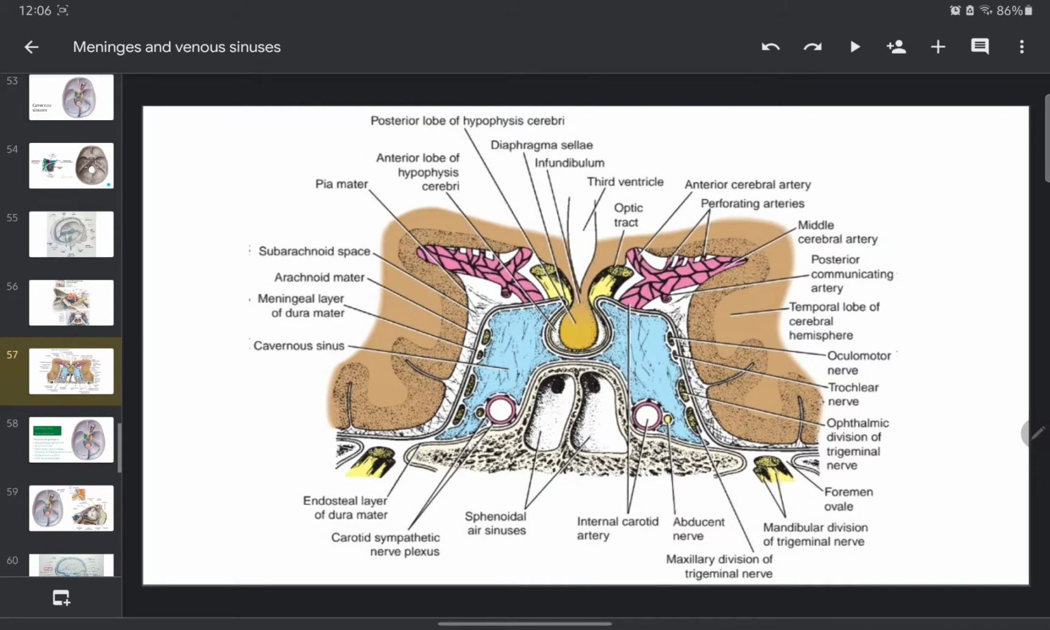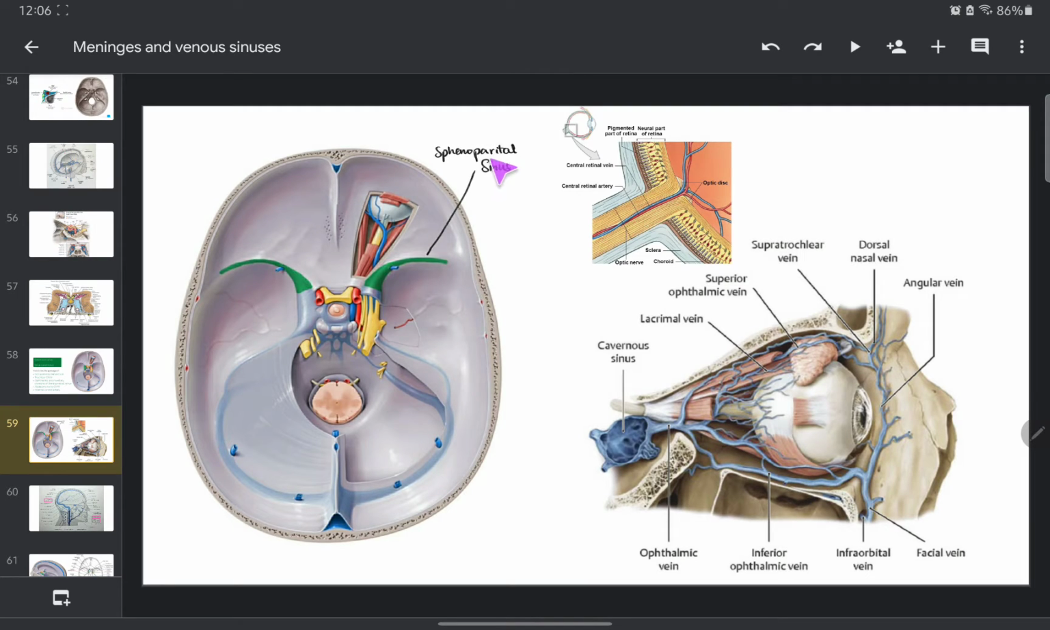Tributaries: what drains into these venous structures? First is the sphenoparietal sinus. This sinus is known as the sphenoparietal sinus, and it drains directly into the cavernous sinus. Next we have the central retinal vein, which passes here, draining the blood from the retina, and it passes within the optic nerve, and it drains, as you can see here, into the cavernous sinus.